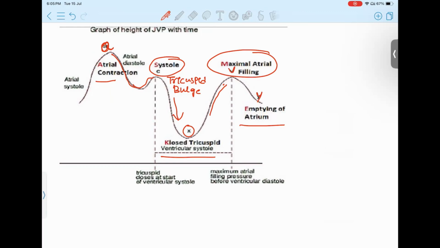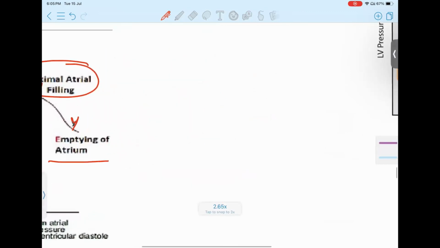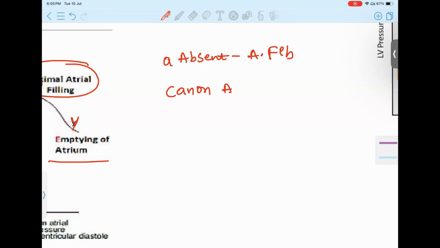Again, it goes down. But the pathologies that you have to remember: the A wave is absent in which one, guys? Atrial fibrillation. If you see the cannon A waves, C for cannon, C for complete heart block.